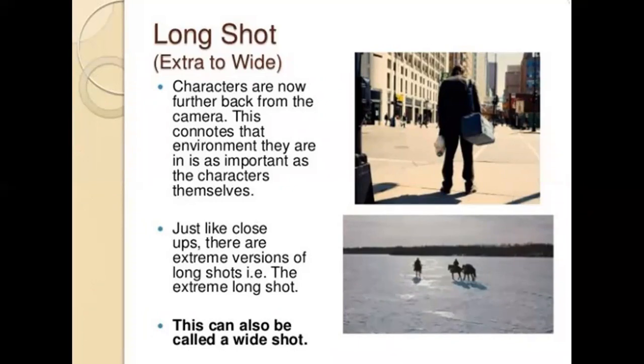So that people appear as indistinct shapes. An extreme long shot is a view from an even greater distance in which people appear as small dots in the landscape, if at all.